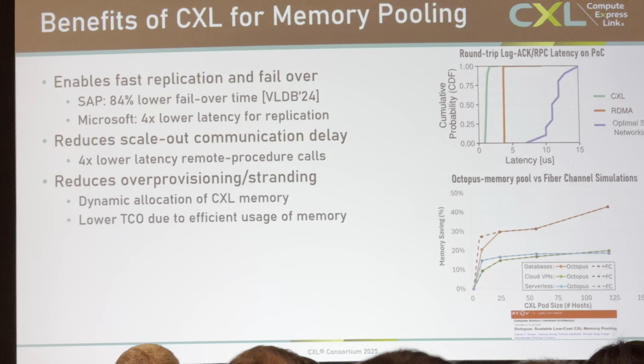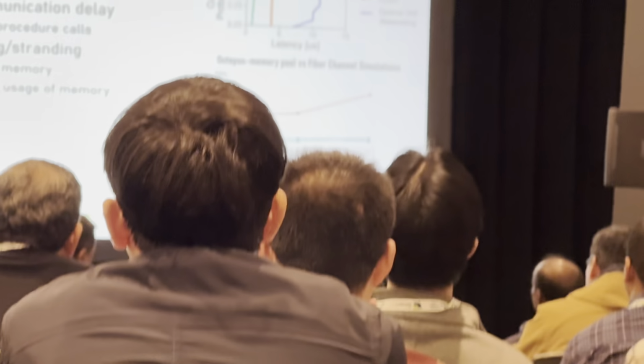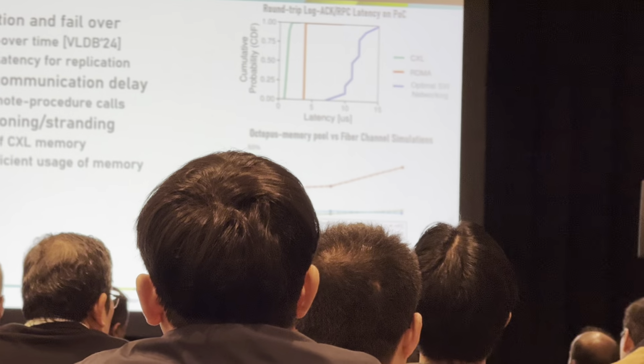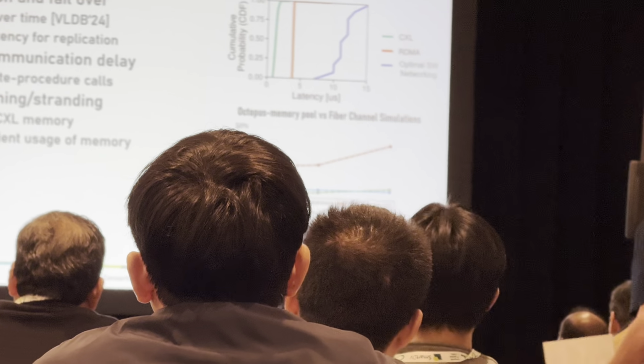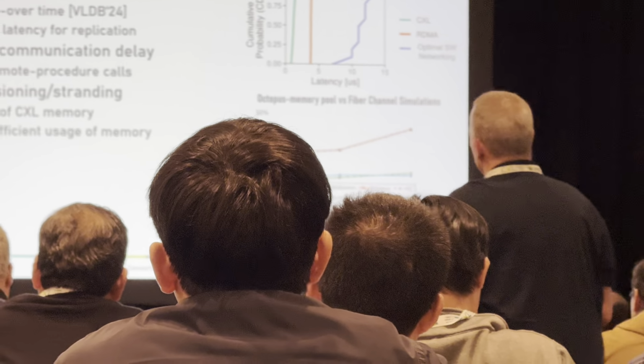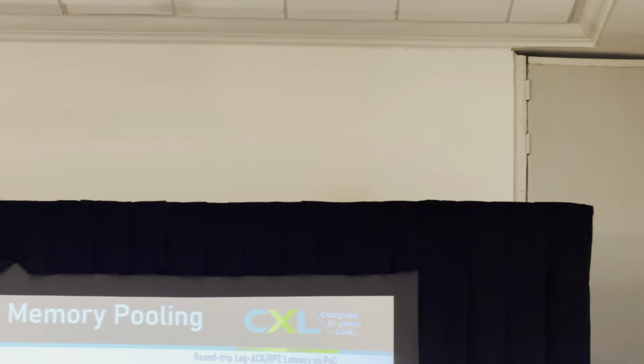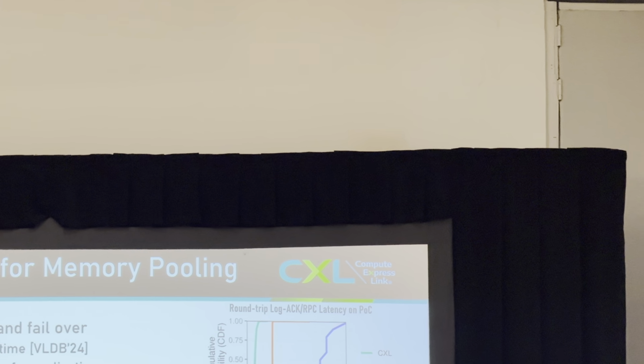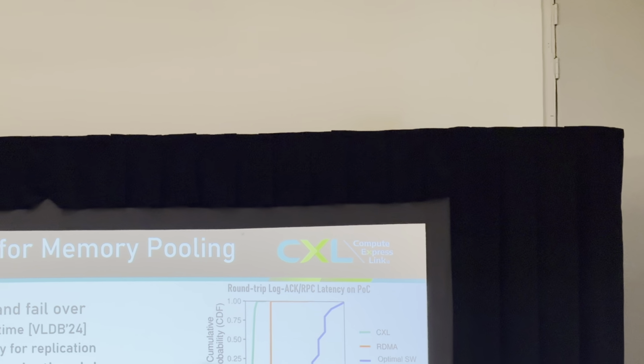So the y-axis is showing that saving, the x-axis is showing the pod size, how many hosts are connected into a pod. And then the different lines show you different use cases. Noteworthy in here is the database use case, where we can show roughly a 20 to 30% reduction in overall DRAM needs in the cluster, even at fairly low pod sizes.